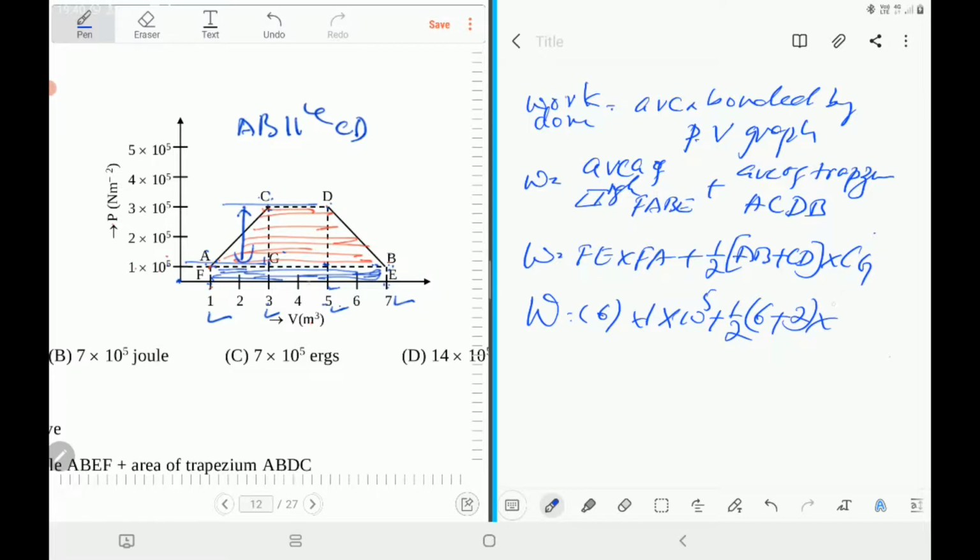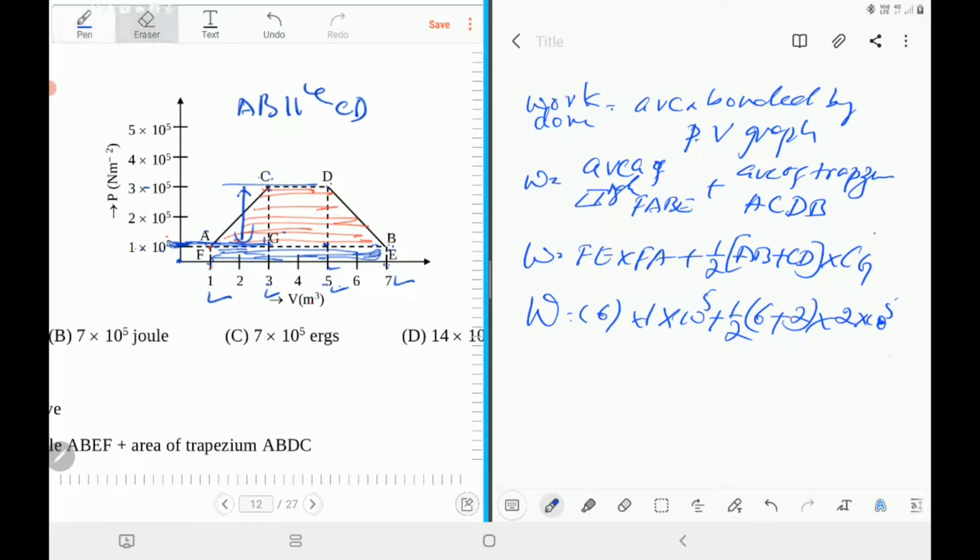Into perpendicular distance CG. Look here, perpendicular distance is height along y value. 1 times 10 power 5 to 3 times 10 power 5. What is 3 minus 1? 2, 10 to the power 5. Once again you observe here, the position of G is 1 times 10 power 5, and position of C on y-axis is 3 times 10 power 5. 3 minus 1 is 2.